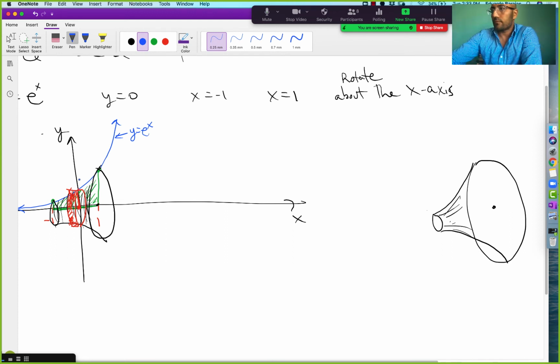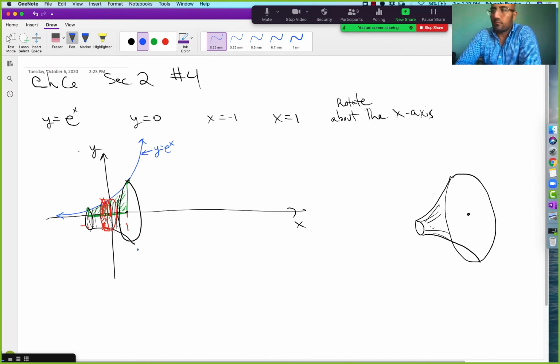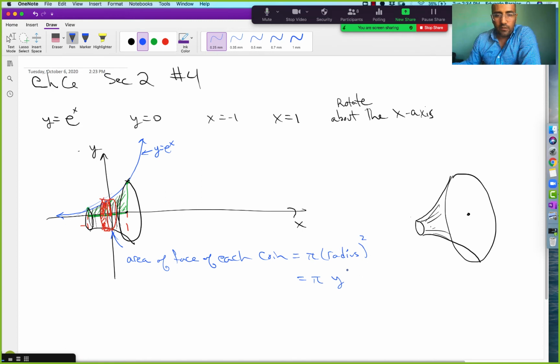Questions, questions, questions? Okay, so the area of each coin is going to be equal to pi r squared. Area of face of each coin is going to be equal to pi radius squared. And in our case, the radius is going to be equal to this equation. It's going to be pi y squared. But the y is actually equal to e to the x, and that gets squared, which is just going to be pi e to the 2x. Is that okay?